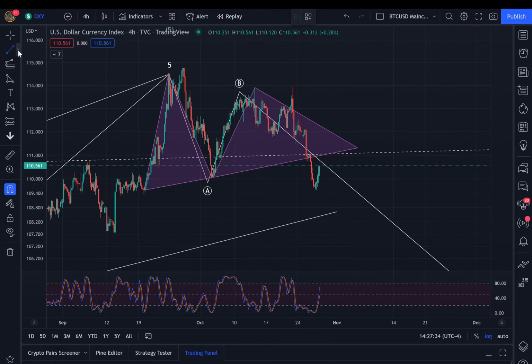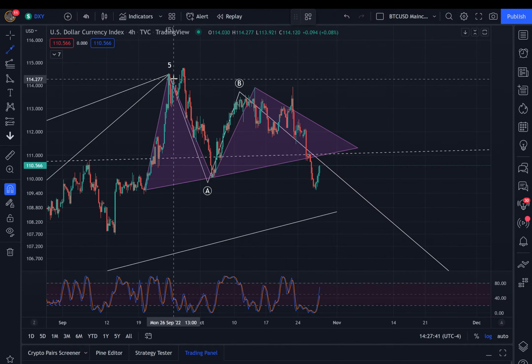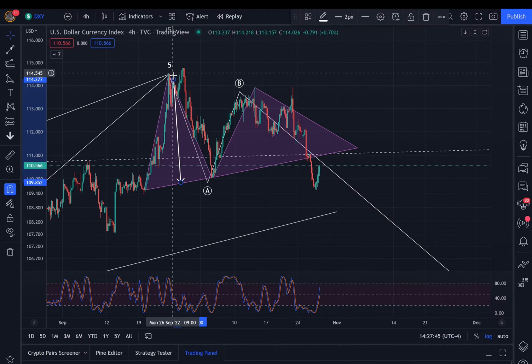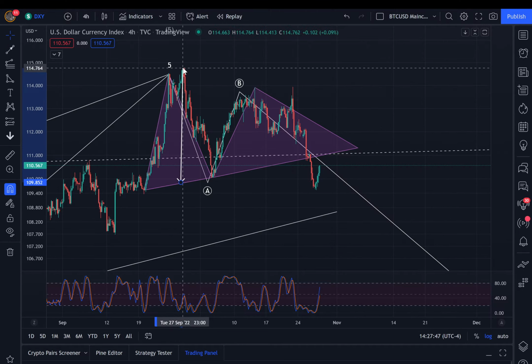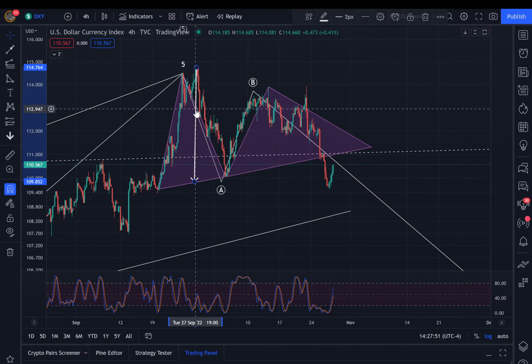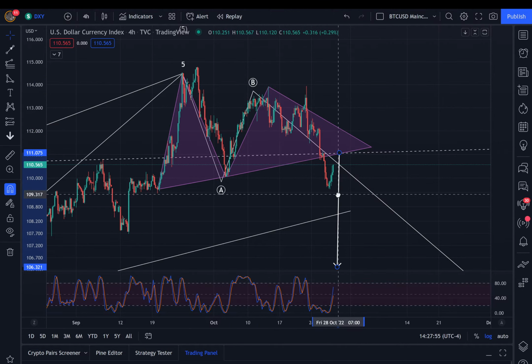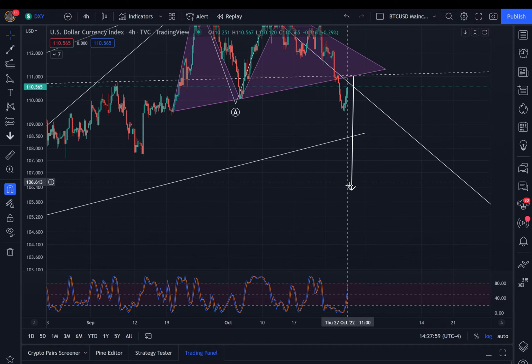Let's get an arrow. Yeah, this will do. The height of this, let's say right here, yeah? The height of one of the vertices to the neckline, superimposed from the side of breakout, which would be here, or breakdown. And this is your target right here, 106.28.